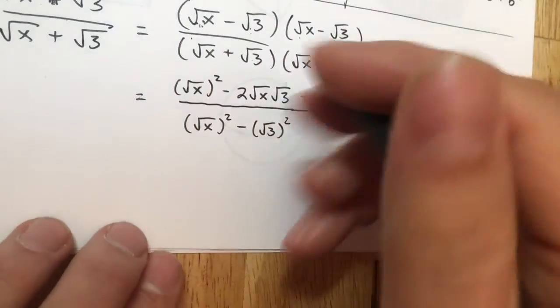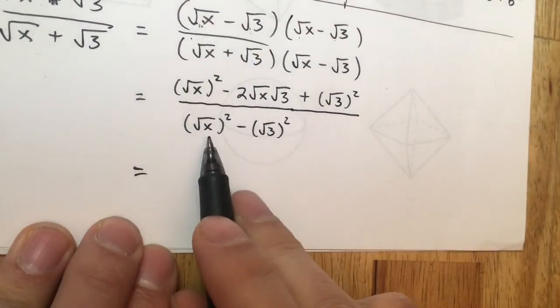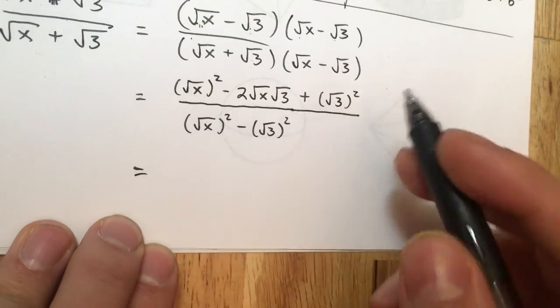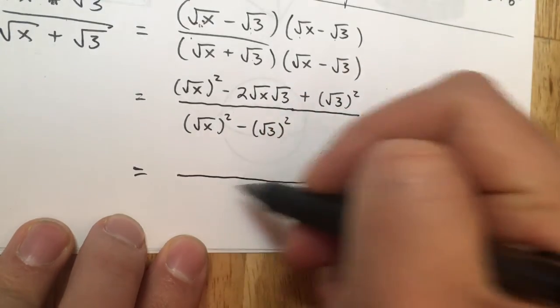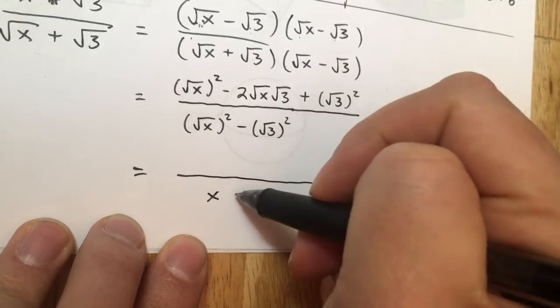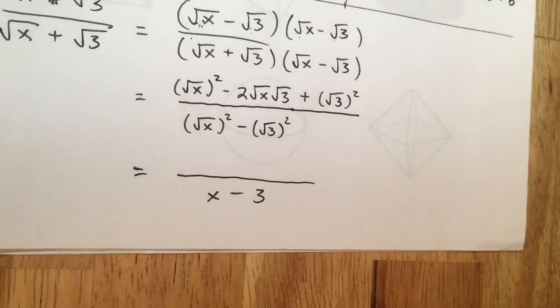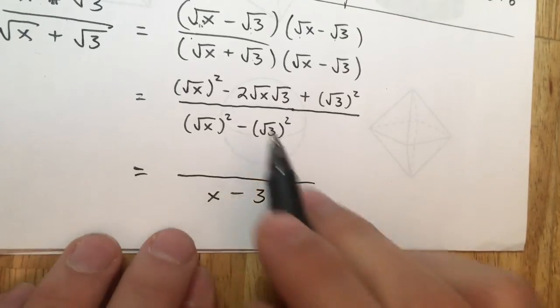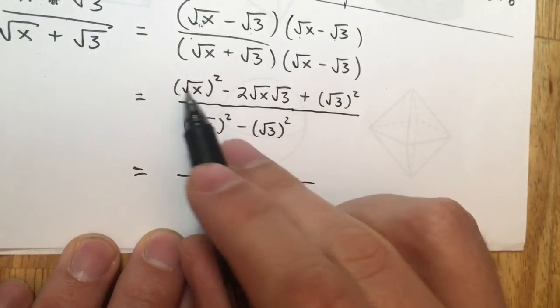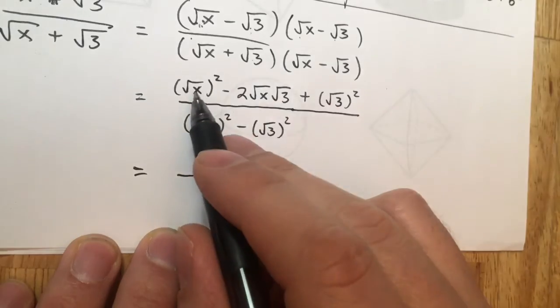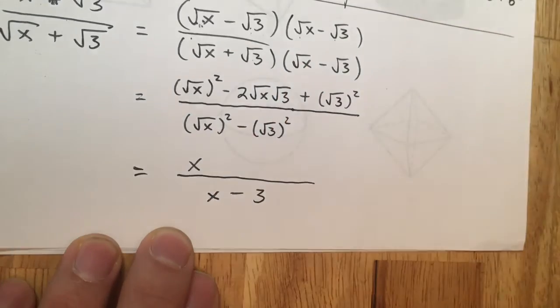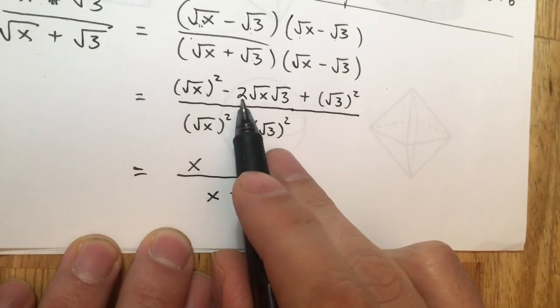All right, let's clean this stuff up. In the denominator, square root of x squared, well, that's just x. Square root of 3 squared is just 3. Well, isn't that nice? We've rationalized the denominator. Good job, us. But let's finish up this numerator. We have to simplify things to be done. Square root of x squared is x minus 2 root x root 3.